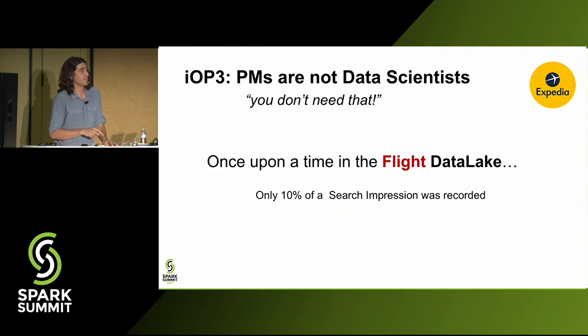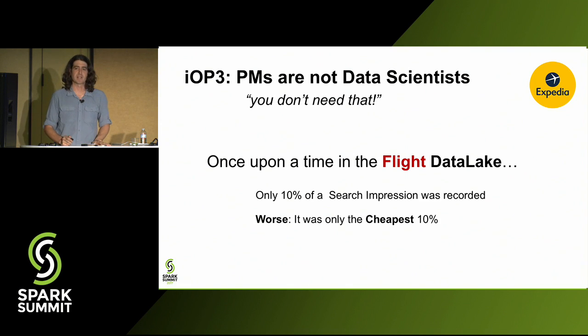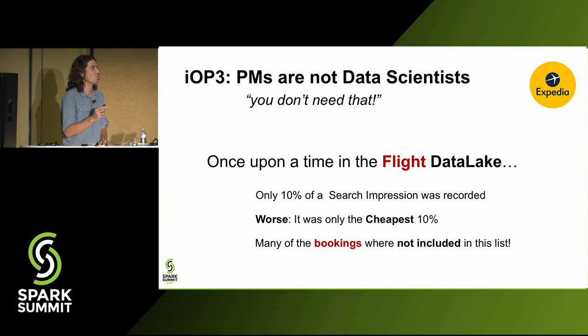But for whatever reason, when they set this up, even though it was on S3, they were only storing 10% of the search impressions. Why? Well, because the product manager got it stuck in his head that we don't need that much data. It was wasteful. But they still asked us to build a sort model. And worse, it was the cheapest 10%. Now, some of you see where this is going, right? This is the cheapest 10% of the search impressions that were recorded. So of the things that we were supposed to be able to sort, we only got 10% of them, and the 10% was the cheapest. And even worse than that, the items which customers booked were not even in that list of things that were given.